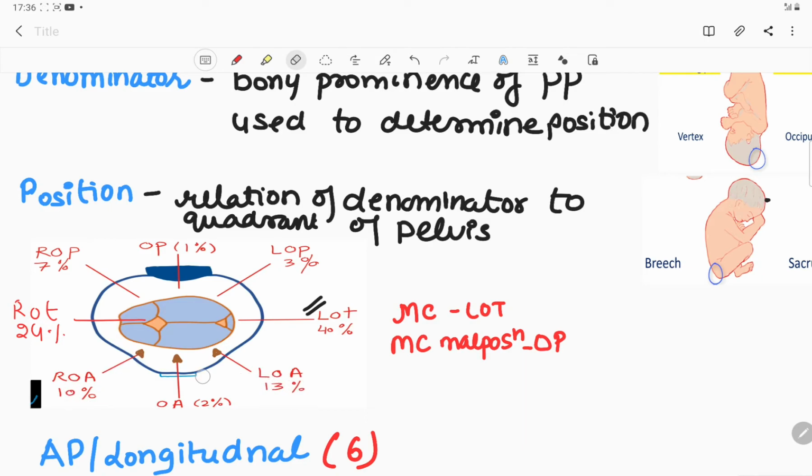These three are the anterior position, and these three are the posterior, that is right occipito posterior, occiput lies in front of the sacrum, and left occipito posterior. And most common is the left occipito transverse position, in which the occiput lies in the transverse diameter, and right occipito transverse position.